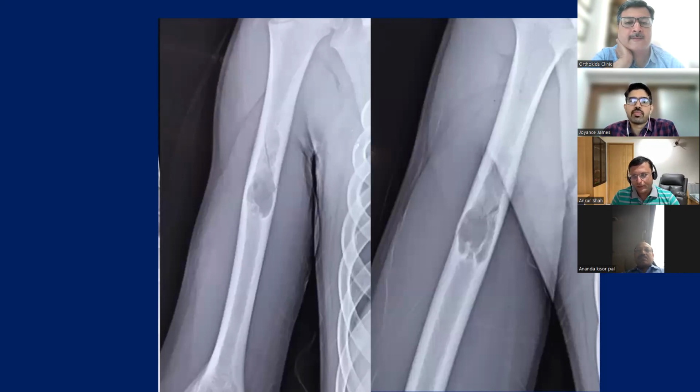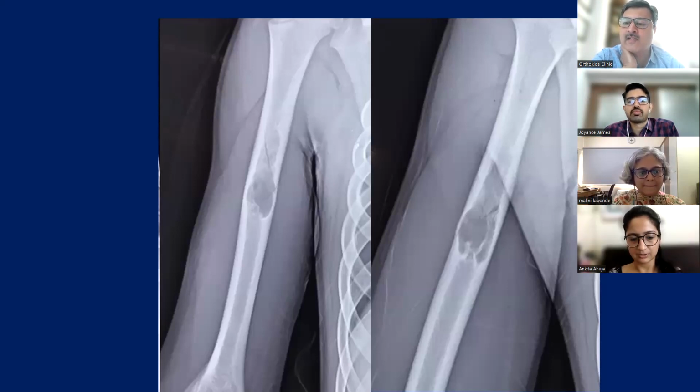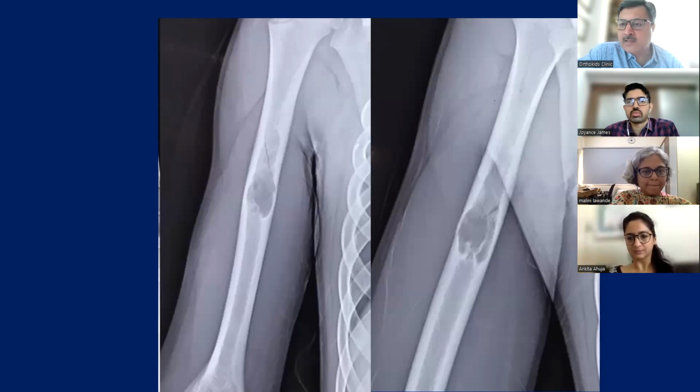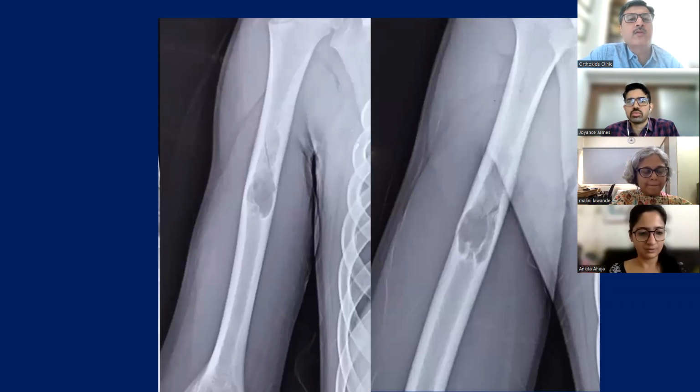Right. Yeah, I would think of eosinophilic granuloma also, significantly because of the endosteal scalloping, the way the appearance is. So when you suspect EG, would you like to do a skeletal survey to see a vertebra plana or other lesions, or would you go for an MR right away? What do you do?